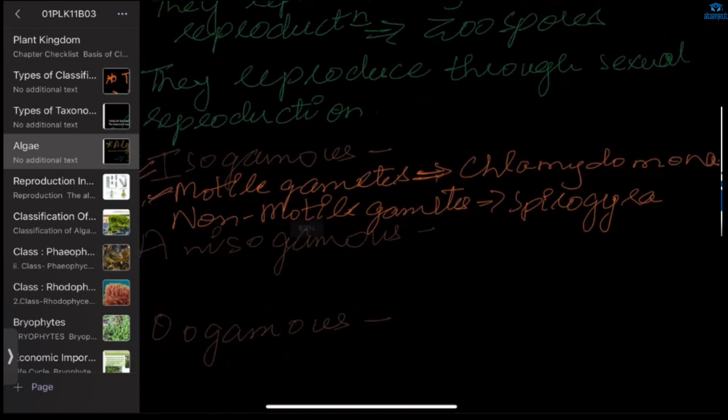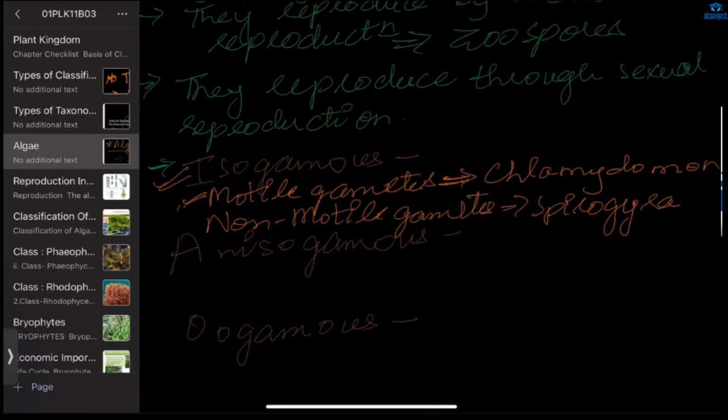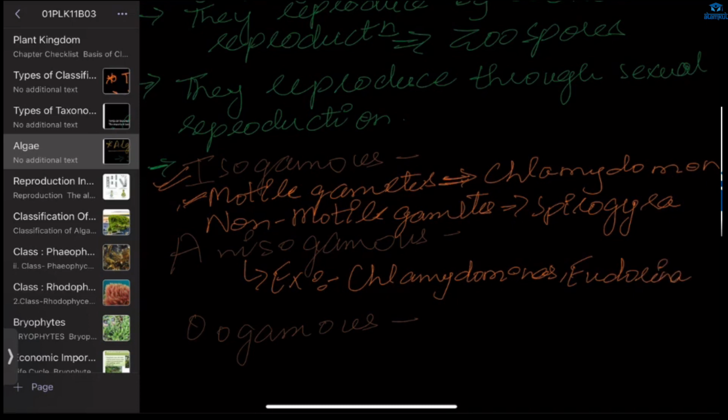Next one is anisogamous. Anisogamous is where two gametes which are not similar in their structure or in their sizes combine together and reproduce. So what will the example be? This example you have to remember. Again, Chlamydomonas. Many species of Chlamydomonas are there, so different species follow different patterns. Recently you can find this example in NCERT also: Eudorina. So this one is important. This one is a new example.